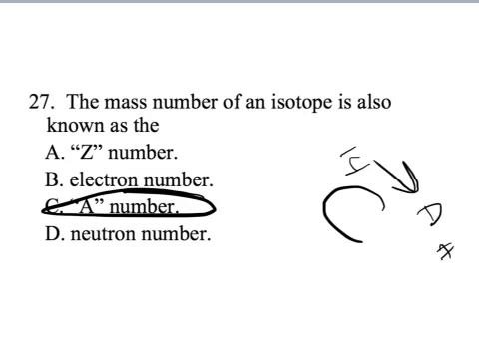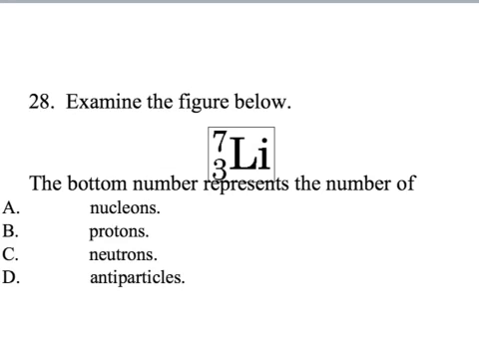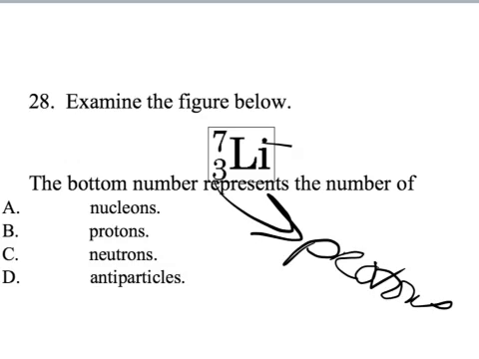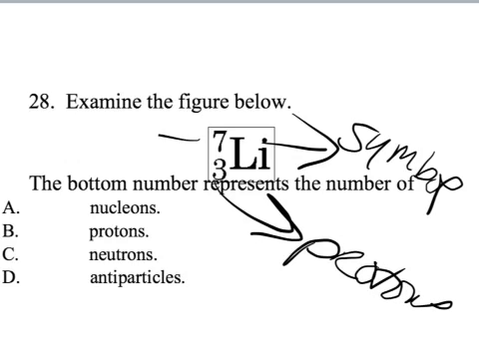Examine the figure below. The bottom number represents the number of protons. Okay, this is the symbol, and this is the mass. And you know that mass should be bigger than the number of protons. That's how you can help yourself figure it out. Okay.